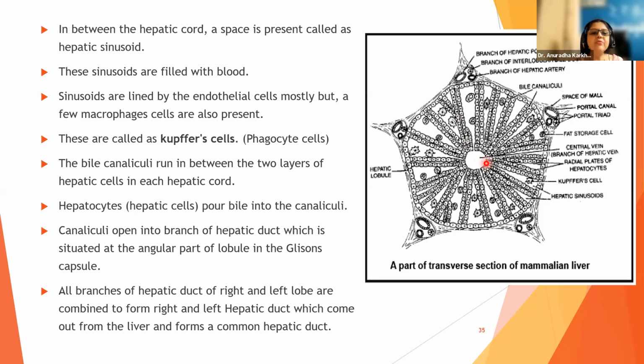Sinusoids are lined mostly by endothelial cells, but a few macrophage cells are also present. You can see these macrophages. Look, these are macrophages. One, two, three, four, in each one you can see one or two macrophages. These macrophages are called Kupffer cells, and these Kupffer cells are again soldiers. They fight, they eat away the bacteria, viruses, etc.